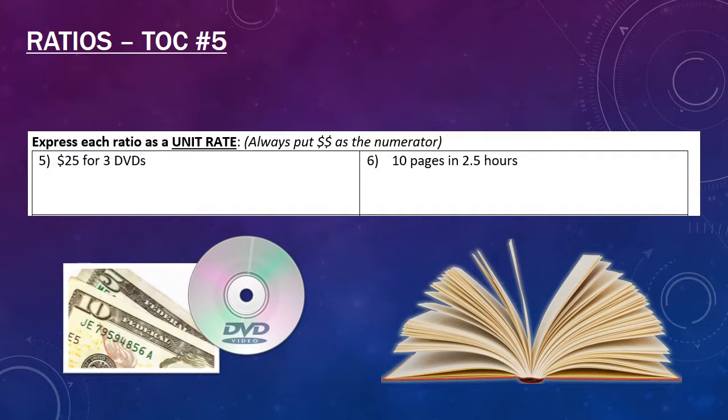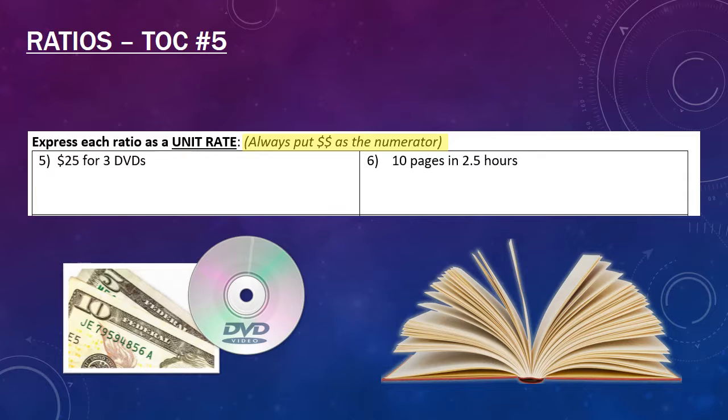All right, let's talk about unit rates. And remember, unit rates are a specific kind of rate that compares two different units. So in this case, we have dollars and DVDs, and we have pages per hour. And one thing I want you to highlight is whenever you're doing a unit rate, always put the money in the top, in the numerator.